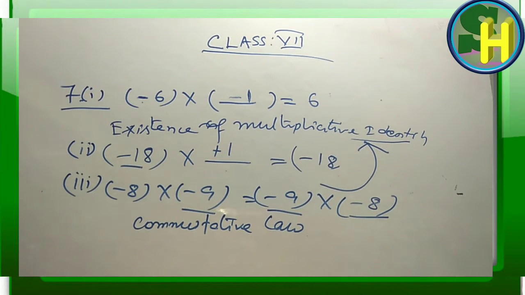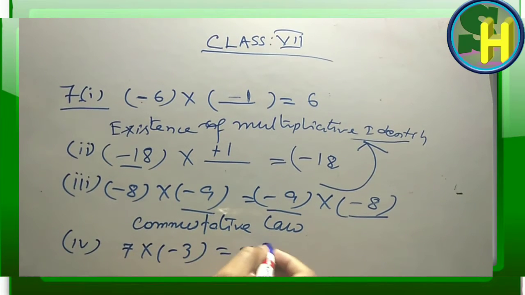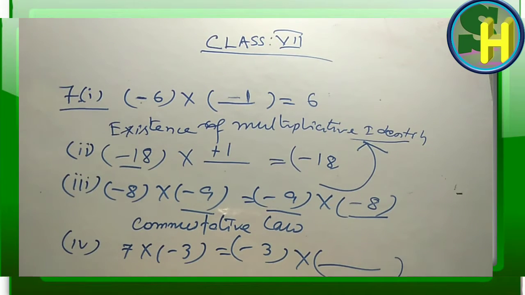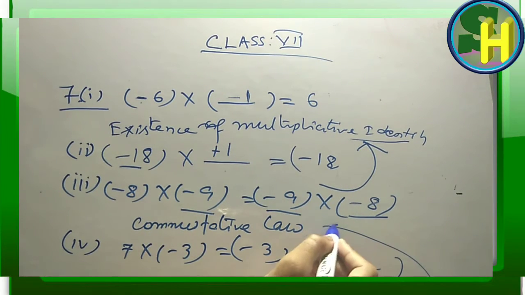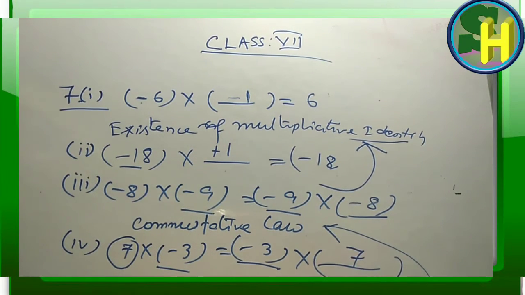Next, 4 is 7 into -3 and -3 into dash. This is also the same sum, which follows the commutative law. So here -3, it is also -3. So here 7, so here it will be 7. Clear?